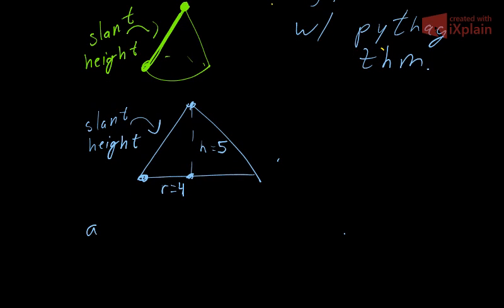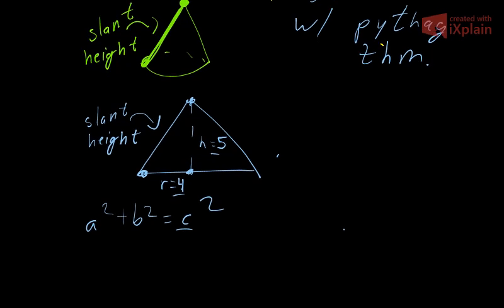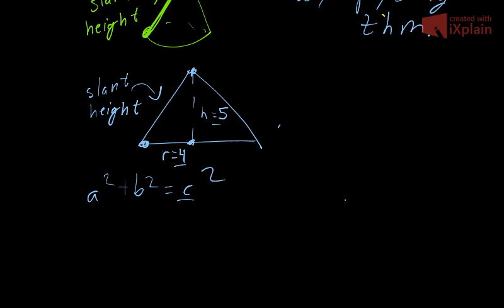I would start with a squared plus b squared equals c squared, and I'm going to plug it in. Know that c is going to be my long side, which is my slant height, and I don't know what that is, so I'm just going to leave it as a variable. I do have these two other numbers, and they're on my short sides. So one is a and the other is b. That's 4 and 5. It doesn't really matter what order I put it in.